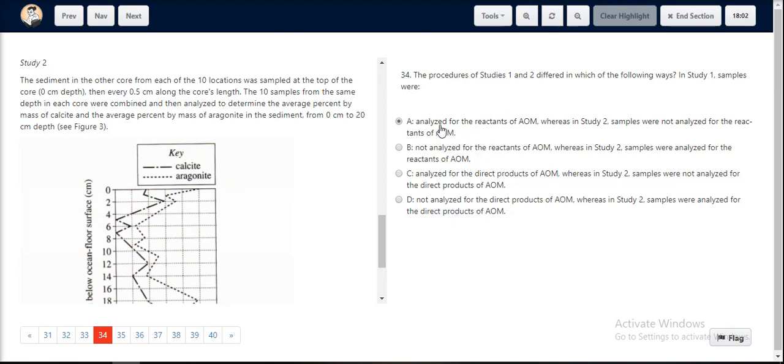Option A states that it was analyzed for the reactants of AOM, which is study 1, whereas in study 2, samples were not analyzed for the reactants of AOM, which is again true. Hence, option A is the correct answer.